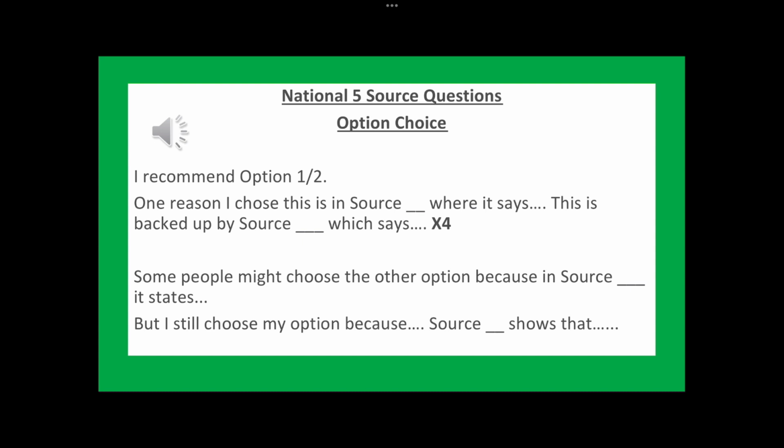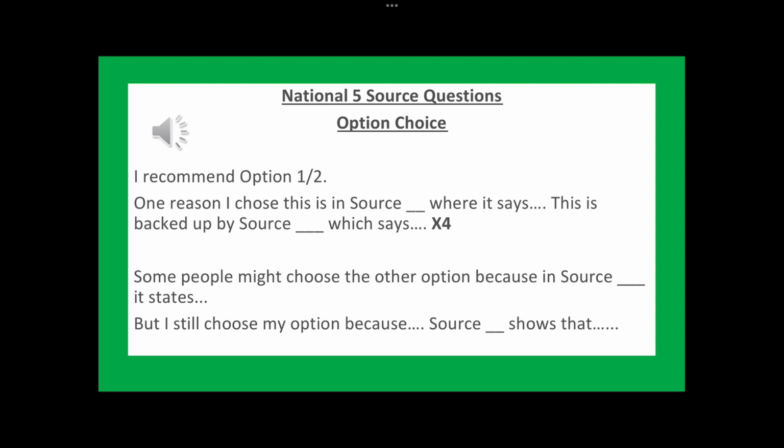You're then, in your final paragraph, going to acknowledge the other side and you're going to find information to back up the other side. The way you would write that down on the exam paper is by saying that some people might choose the other option because in source, say A, it states, but then instead of linking that and backing that up again, you're going to say, but I actually still choose my option because in source whatever, it shows that, and again, you're going to quote that.